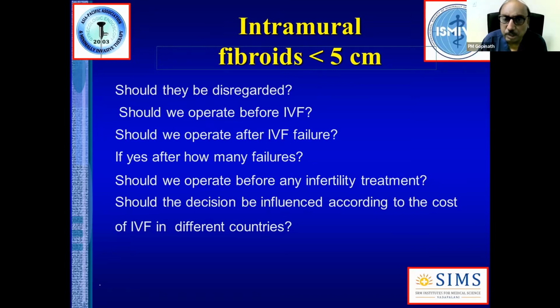What about a fibroid which is less than 5 centimeters? Should you disregard it? Do we operate before IVF? Should we operate after IVF failure? And if yes, after how many failures? Should we operate before any infertility treatment? Should the decision be influenced by the cost of IVF in different countries? These are all the questions which come to mind when you're dealing with a borderline fibroid.